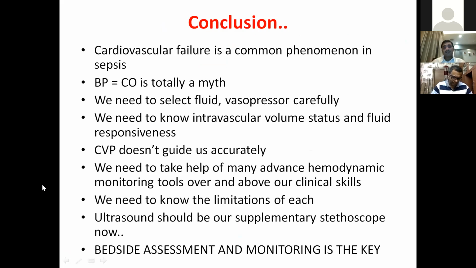Targeting mean arterial pressure 65 is okay to start with, but we must remember it may not be true in each and every patient. We need to select either fluid or vasopressor very, very carefully. We need to know intravascular volume status and fluid responsiveness. CVP doesn't guide us accurately. It is as good as a toss of a coin. And we need to take help of many advanced hemodynamic monitoring tools over and above our clinical skills.